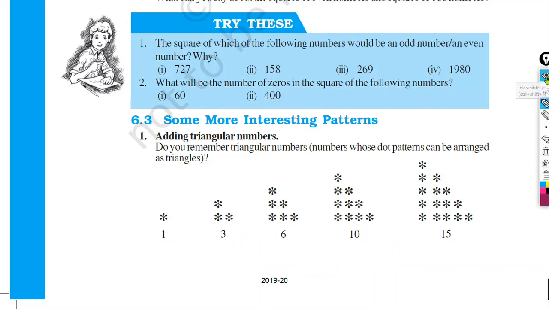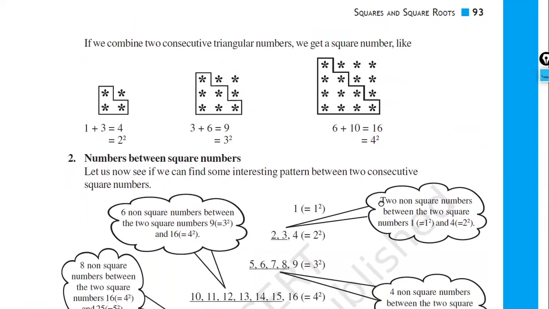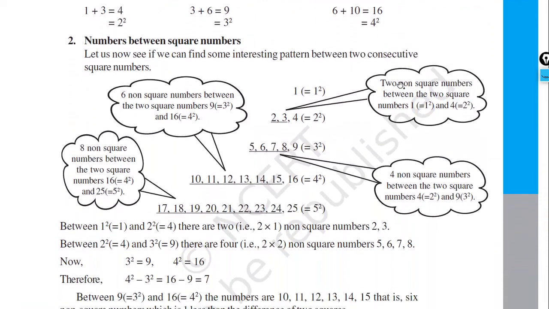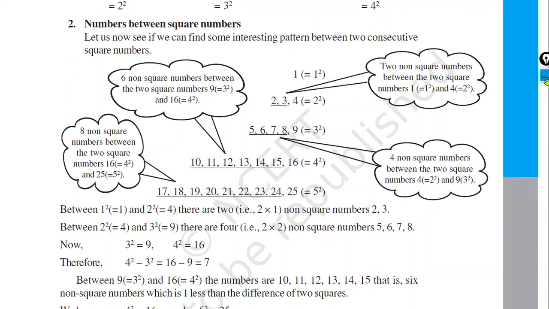Now we will move to another pattern. Let's see. Yes, very nice pattern, and some question may arise in your exercise or exam from this. It's a very nice formula. So what will we find? Numbers between square numbers. Now you see, 1 square is 1, 2 square is 4, 3 square is 9, 4 square is 16, 5 square is 25, like this.